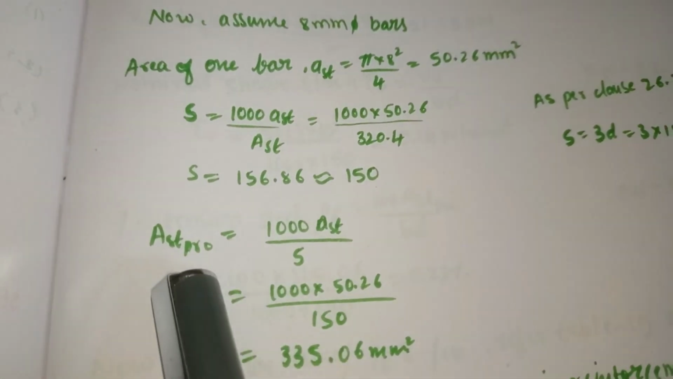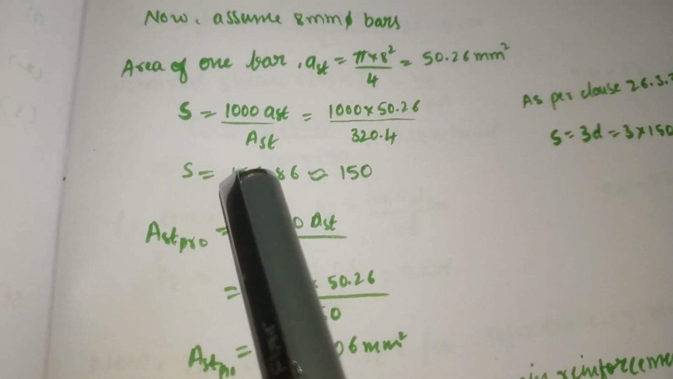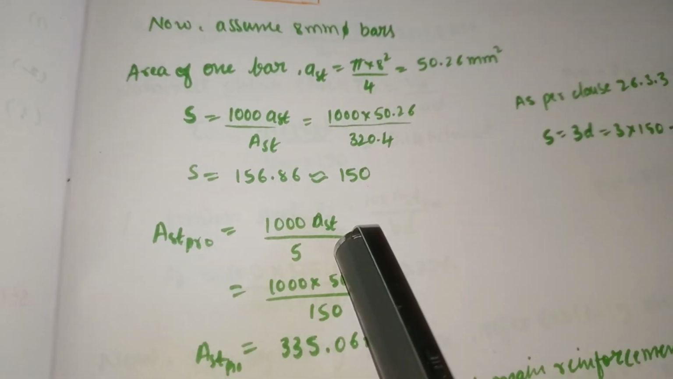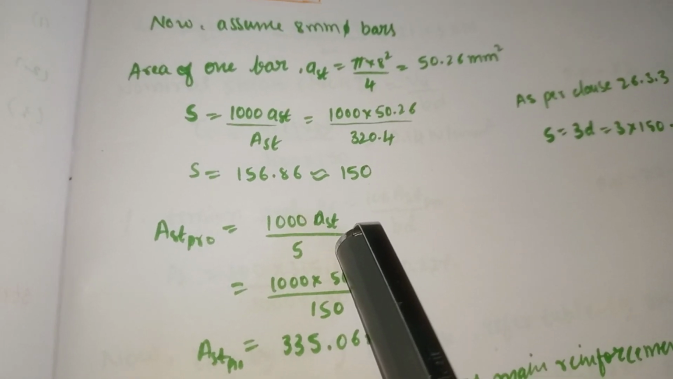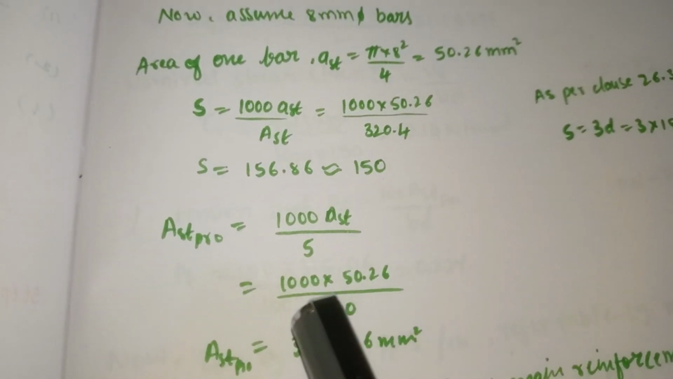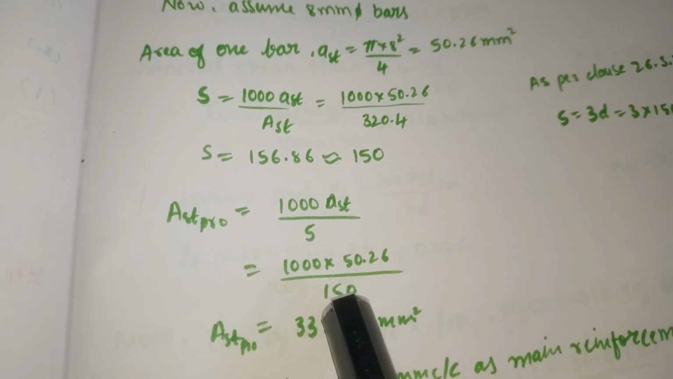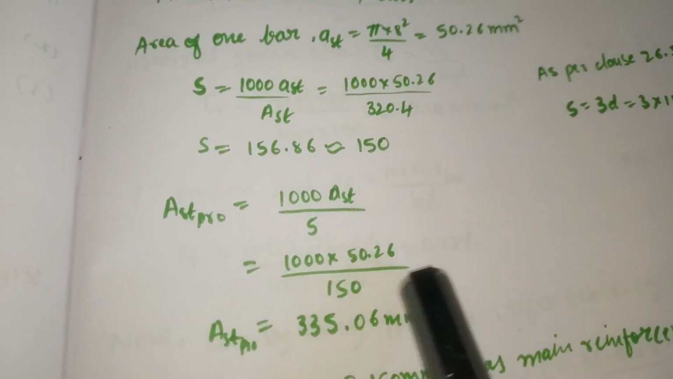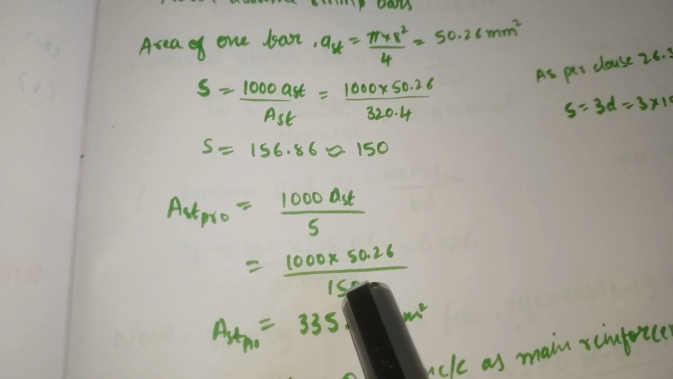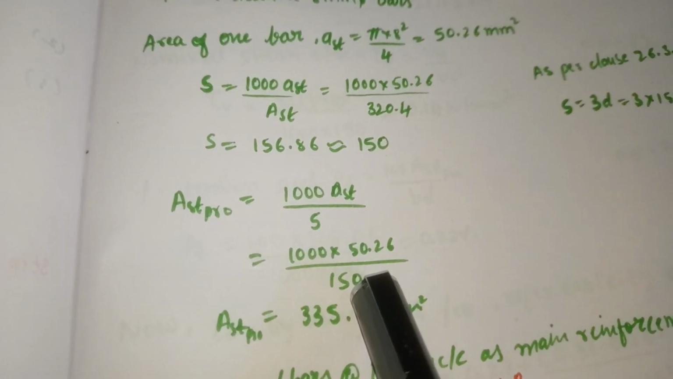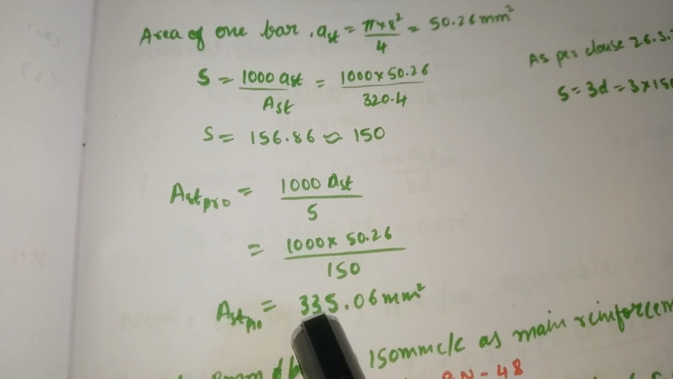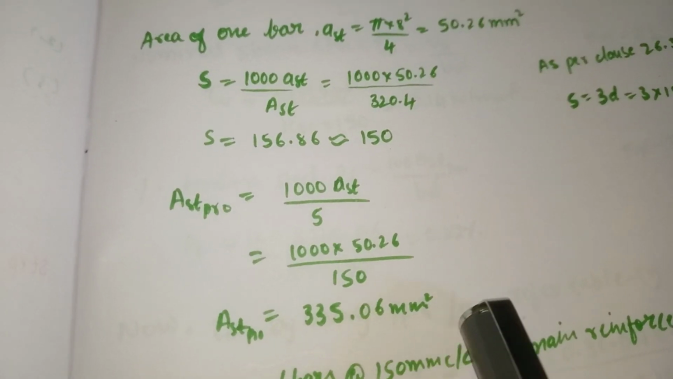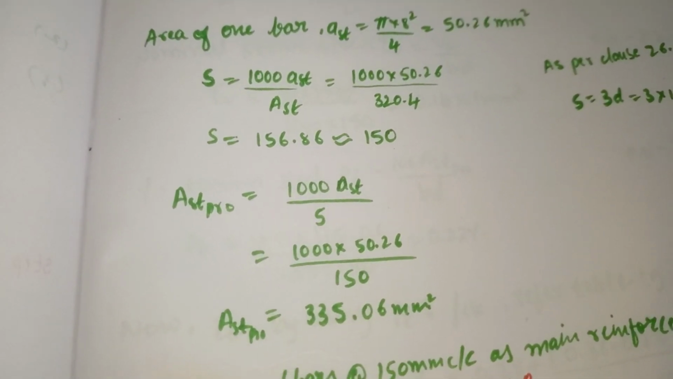I have rearranged the formula: AST provided is equal to 1000 into small ast, that is area of 1 bar divided by spacing. Substituting all the values, 1000 into 50.26 divided by spacing, we got 150. After simplifying we will get the AST provided value as 335.06 mm square. This is the AST provided.